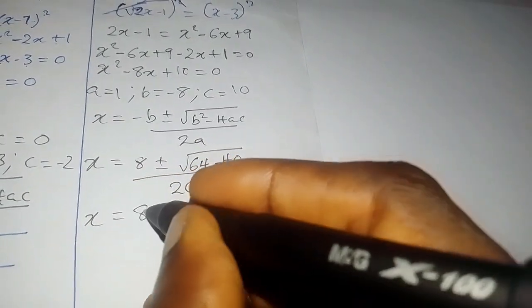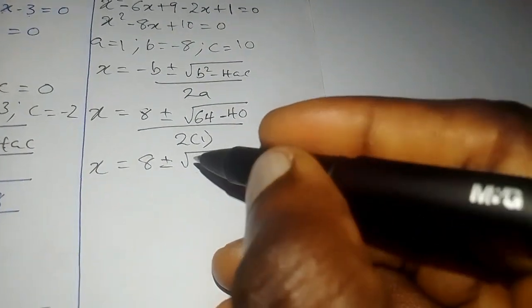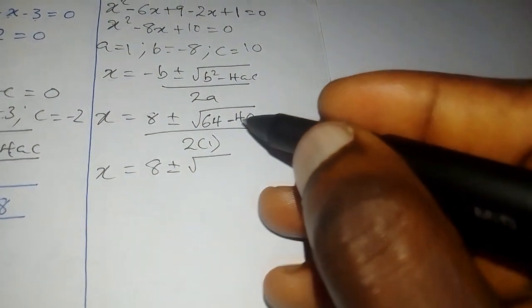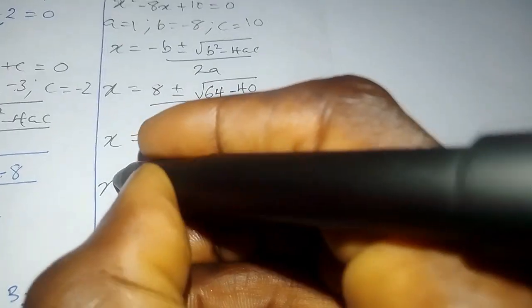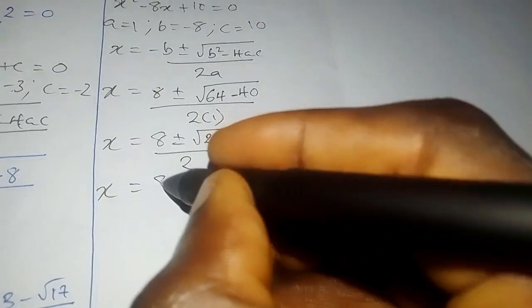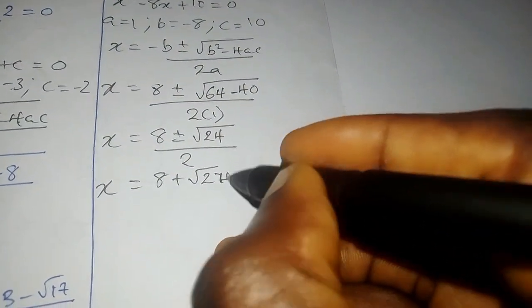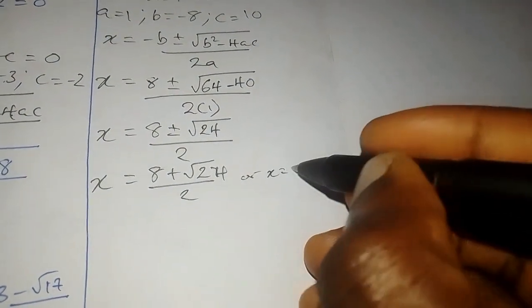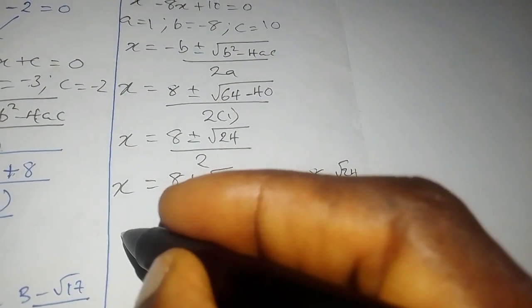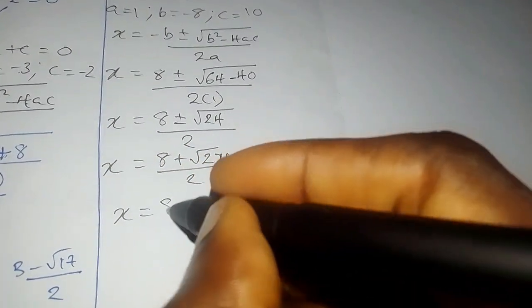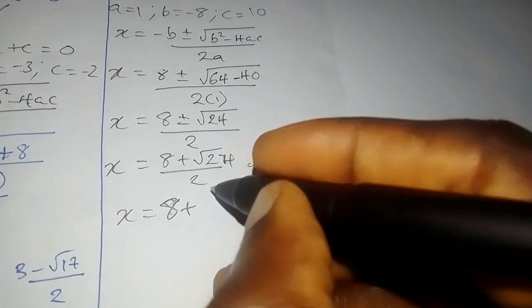So x is equal to 8 plus or minus the square root of 64 minus 40, that should be 24. Yeah, 64 minus 40 should give me 24, divided by 2. So since we are in surds, this 24 can be simplified. You can say 8 plus the square root of 24 over 2, or x equals 8 minus the square root of 24 over 2.